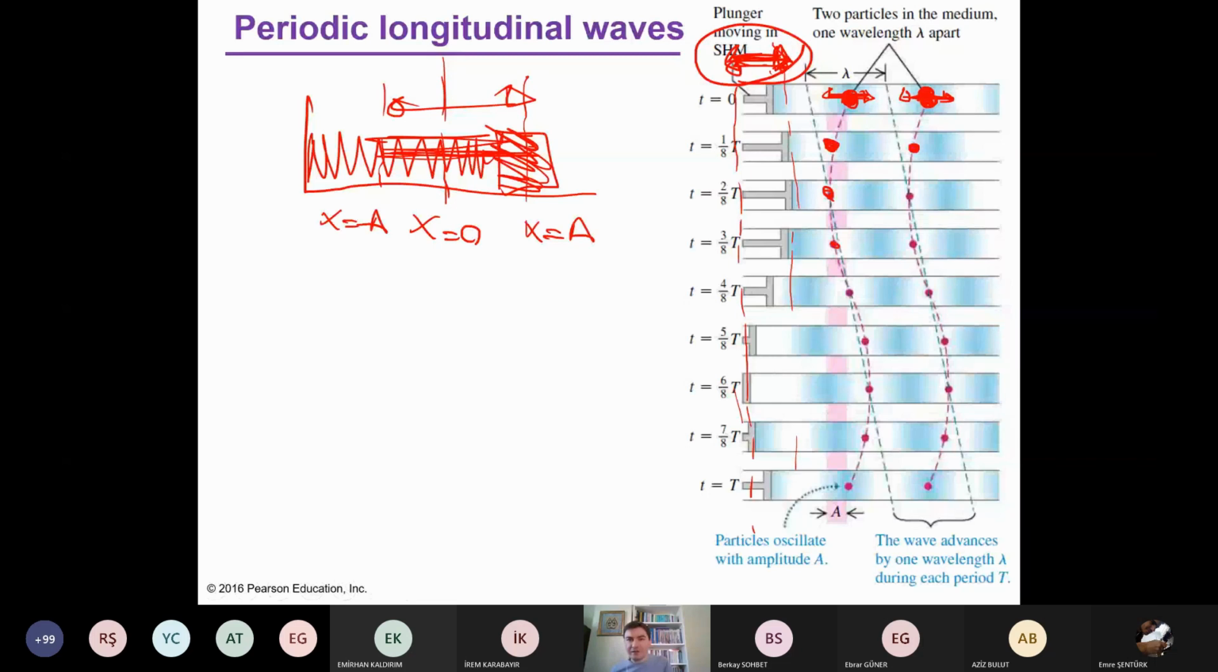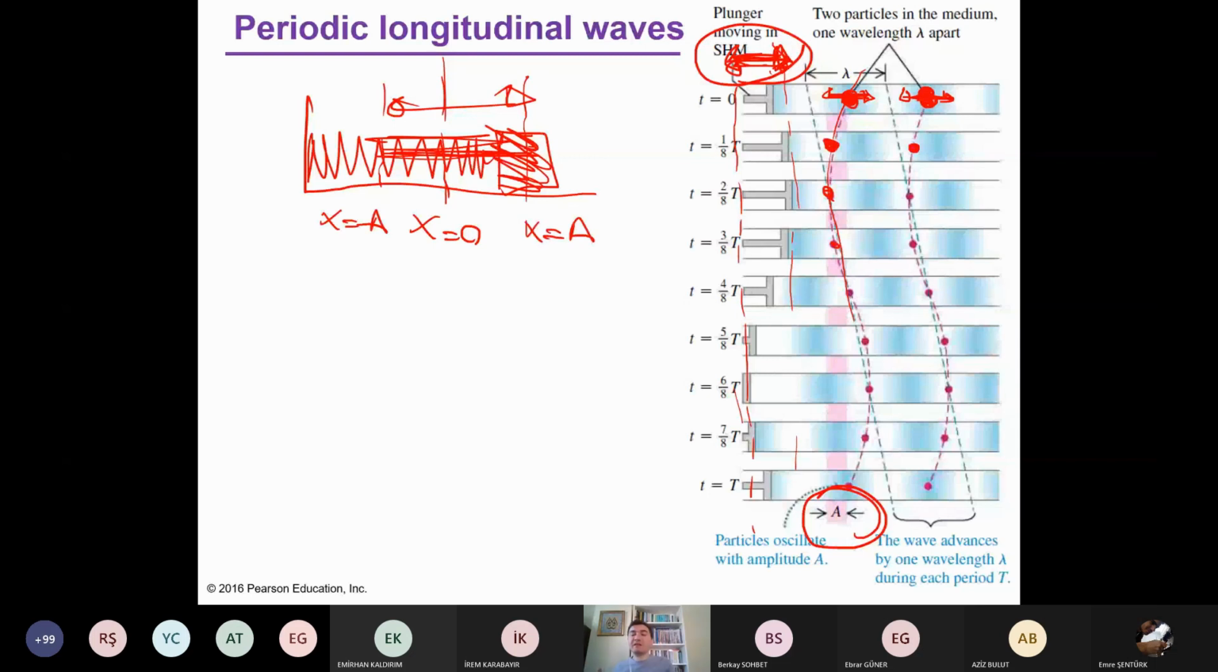And what do you see here? This type of motion, and the amplitude is given with this one. Particles oscillate with amplitude A, okay? So we have positive A, negative A, and the particles are oscillating around the equilibrium. Do you have any question here?